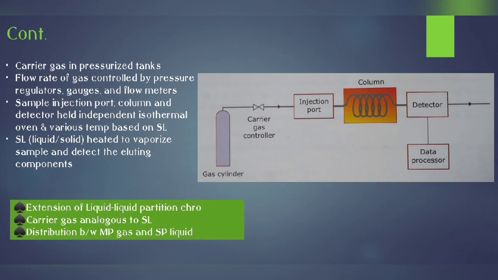This diagram represents how gas chromatography works. The carrier gas is pressurized in the gas cylinder, which is controlled by the regulator, gauges and flow meter, and then the sample is injected in the injection port. The injection port, column and the detector are held in an isothermal oven at various temperatures. The sample is heated to vaporize, and the detector detects the eluting components. Based on that, it is processed.